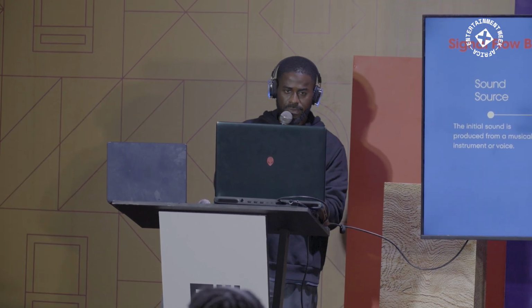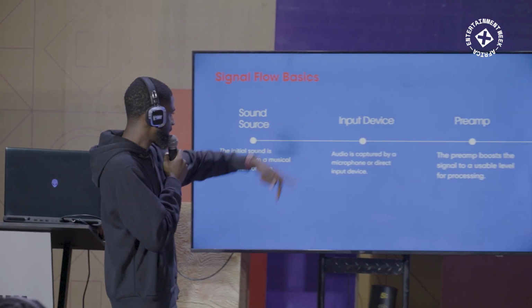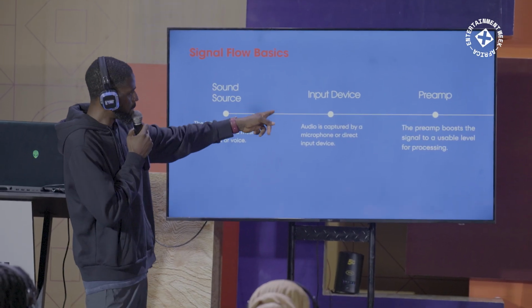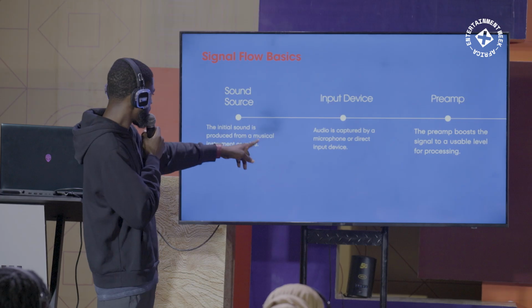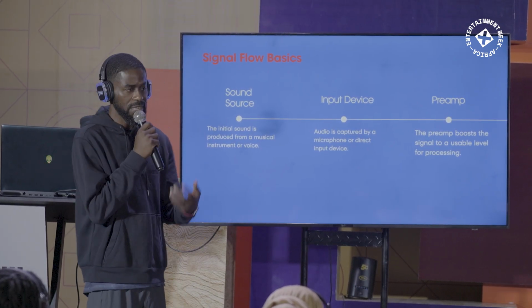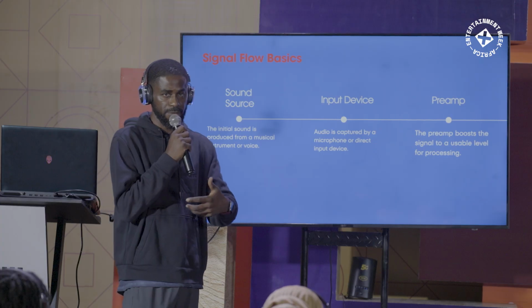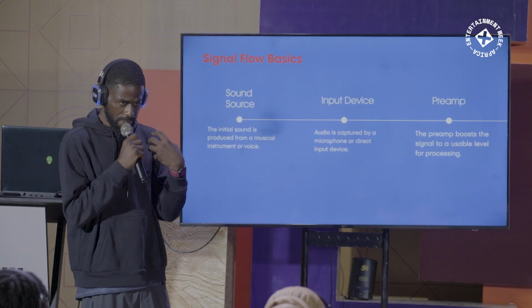Signal flow. So sound source, input, and preamp. Okay, so signal flow basic: sound source, input, preamp. Sound source: the initial signal is produced from a musical instrument or voice. So what is your sound source? Your sound source is where the sound is coming from, right? Like I earlier said, in signal flow, it's coming out of my mouth.